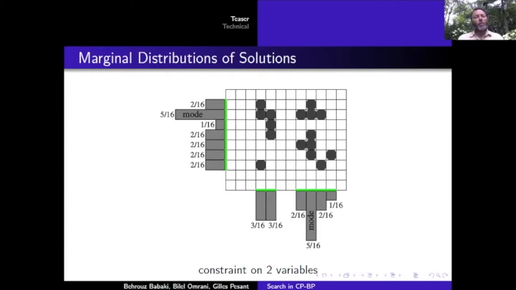Okay, but what if instead we could compute how many solutions support each domain value? For example, here in this second row, there are two dots, so 2 out of 16 solutions use that domain value for the first variable. That would correspond to computing marginal distributions on each variable.